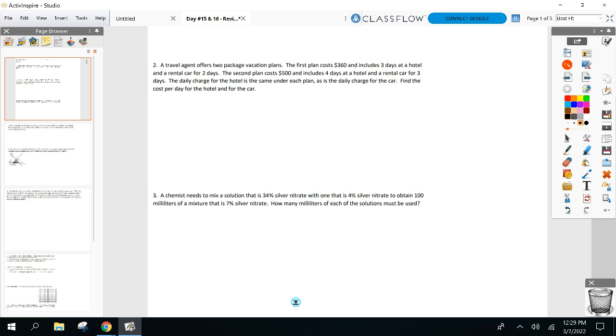So number two, two equations, two variables. You guys can read through about the two different hotel and car packages I have. Bottom line, what's the charge for the hotel and what's the charge for the car? So X, Y, C, H, whatever you prefer. I would always use X and Y if you're graphing. If you're not graphing, you can use whatever you want. I'm going to stick to X and Y, though. So I'm going to let X equal the charge of the car, and I'll let Y equal the charge of the hotel.